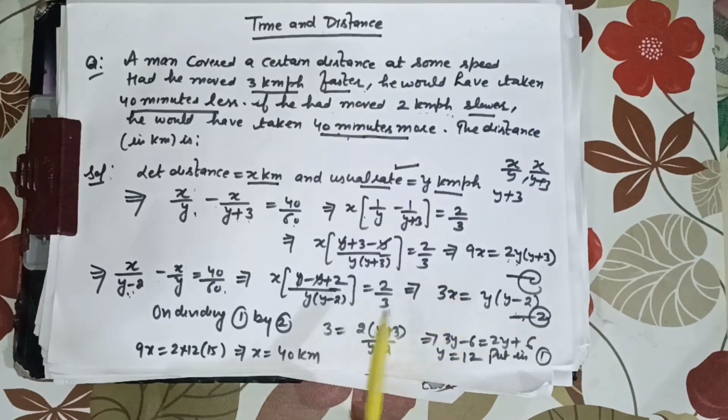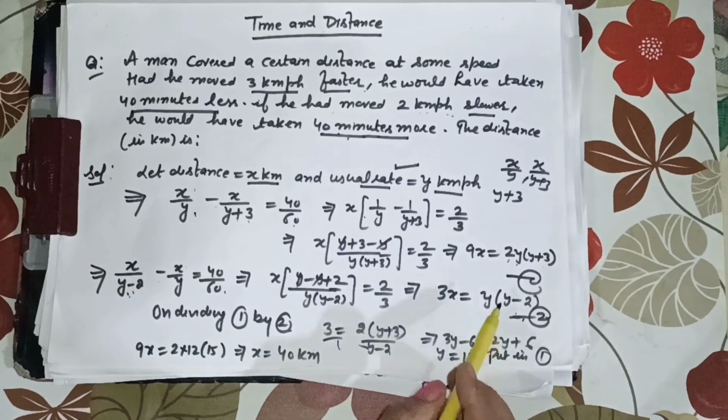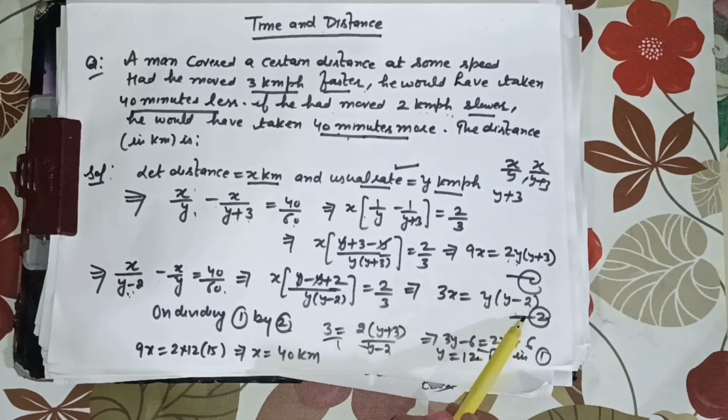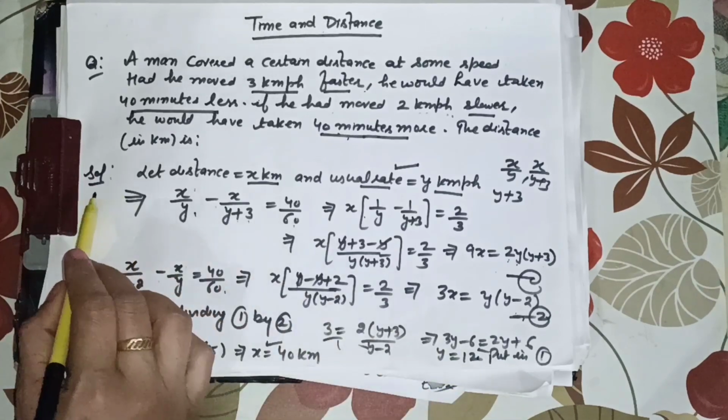Whenever I divide equation 1 by 2, I get x cancelling, and 3 over 2 is equal to y plus 3 over y minus 2. After simplification, I am getting the value of y is equal to 12. Putting y equal to 12 in either equation 1 or 2, I am getting x is equal to 40 kilometers. So the distance is 40 kilometers and the rate is 12. So this is the solution.